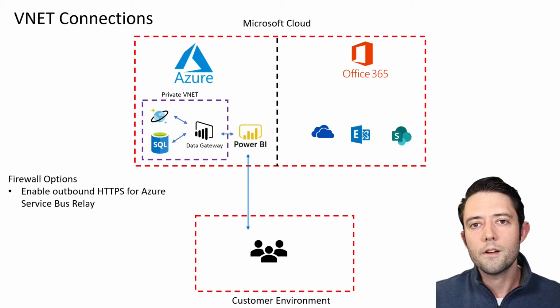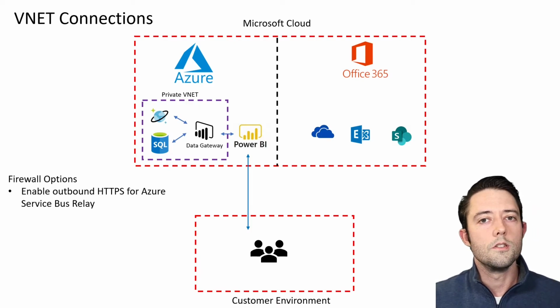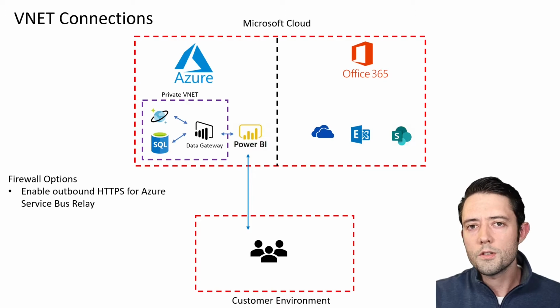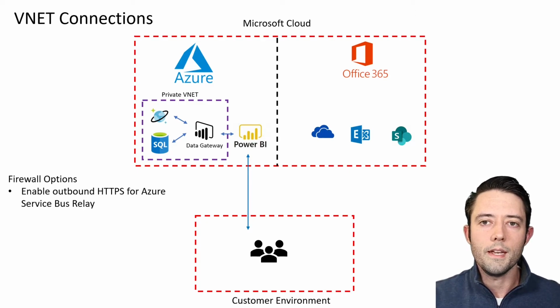The design pattern that we have today is you have to install something called the data gateway. There's no license to use that. As long as you have Power BI, you're able to leverage this. This also works with other things in the Power Platform like Power Apps and Power Automate as well. So what you do is you install this on a VM in your VNet.